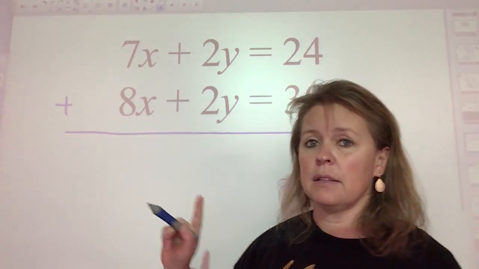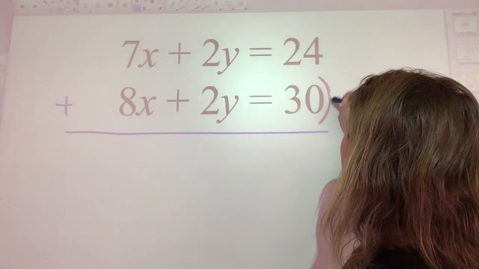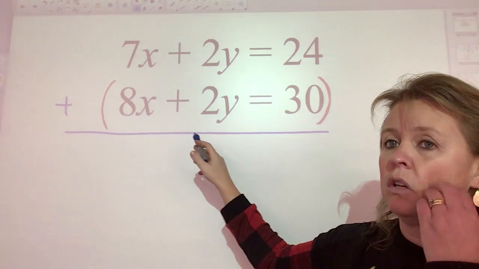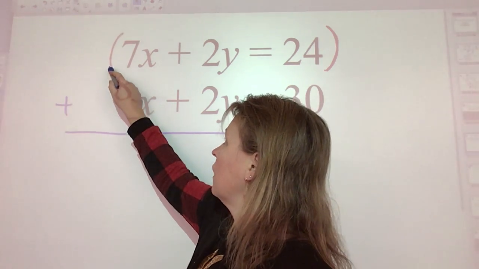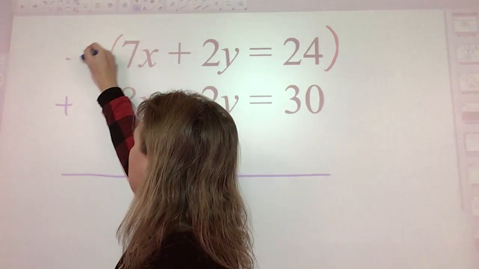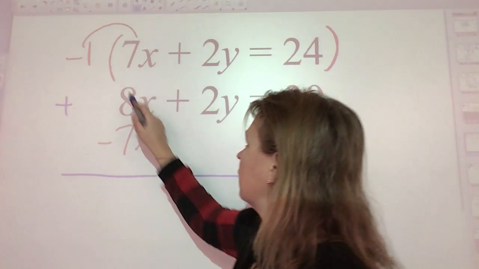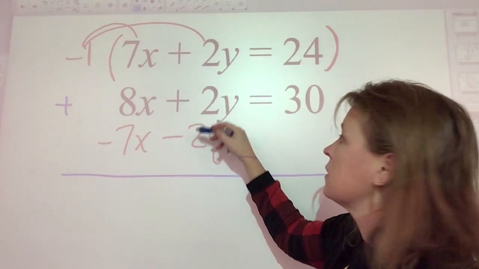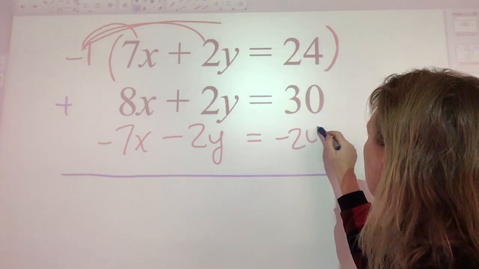So there's an easy fix. It's not so bad. We're going to take this equation and multiply the whole thing by negative 1. You can choose which equation to change; either way, it'll still work. I'm going to change the top one. Multiply by negative 1. That gives you negative 7x minus 2y. See what we did there? Plus minus. Don't forget this one. Equals negative 24.